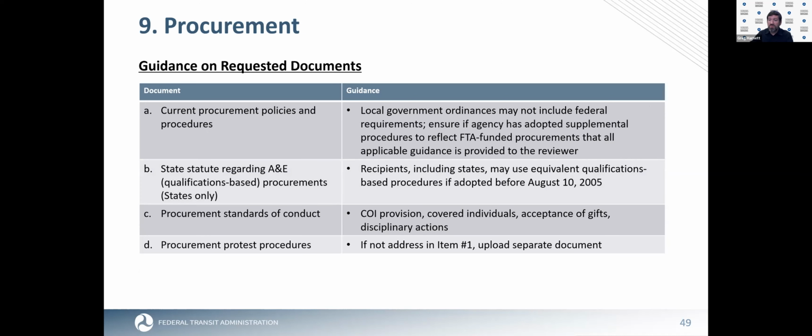All right, great. Let's move on to procurement. This happens to be my favorite topic. So item A, the RIR is asking for your organization's current procurement policies and procedures.